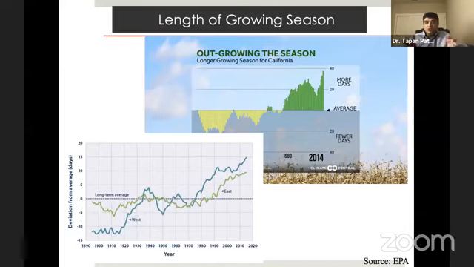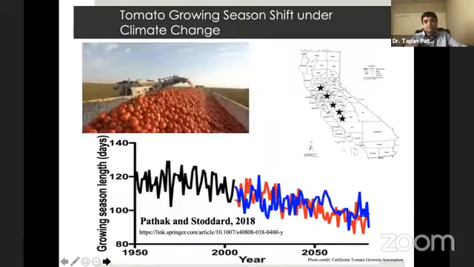Length of the growing season is another indicator of climate change. It's the time from last spring freeze to first fall freeze. The entire time frame is increasing in general for the United States, but more specifically in California, it has increased by almost 3 weeks.